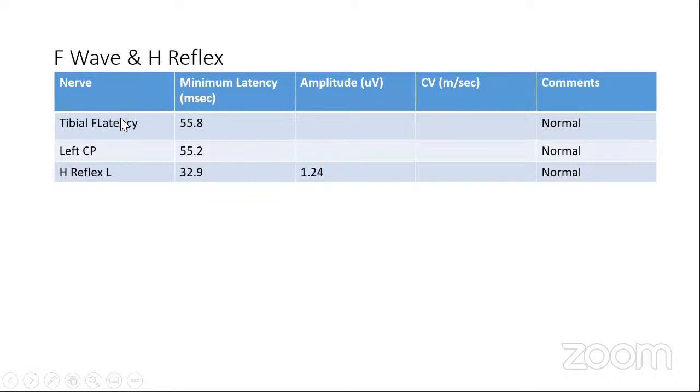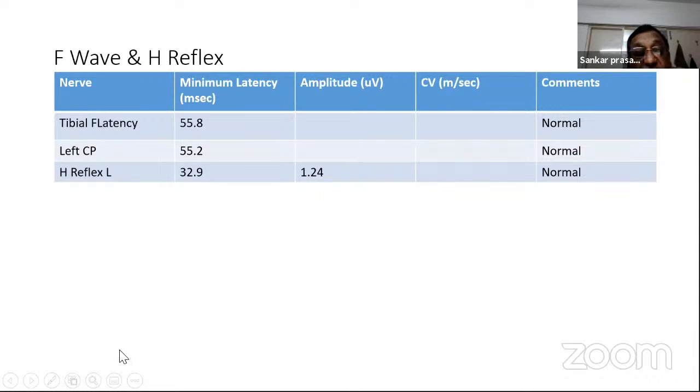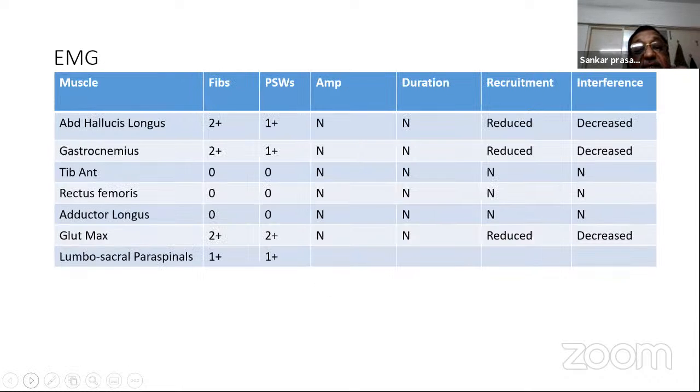Then the F latencies of tibial and common peroneal and H reflexes are all normal. Fibs and positive sharp waves are seen in adductor hallucis longus and gastrocnemius, and recruitment is reduced, interference decreased. So everybody is following. In tibialis anterior, rectus femoris, adductor longus, there are no fibs. This is normal findings. Again, you are seeing it in gluteus maximus and lumbosacral paraspinals. When paraspinals are involved, you have to have radiculopathy diagnosis in mind.